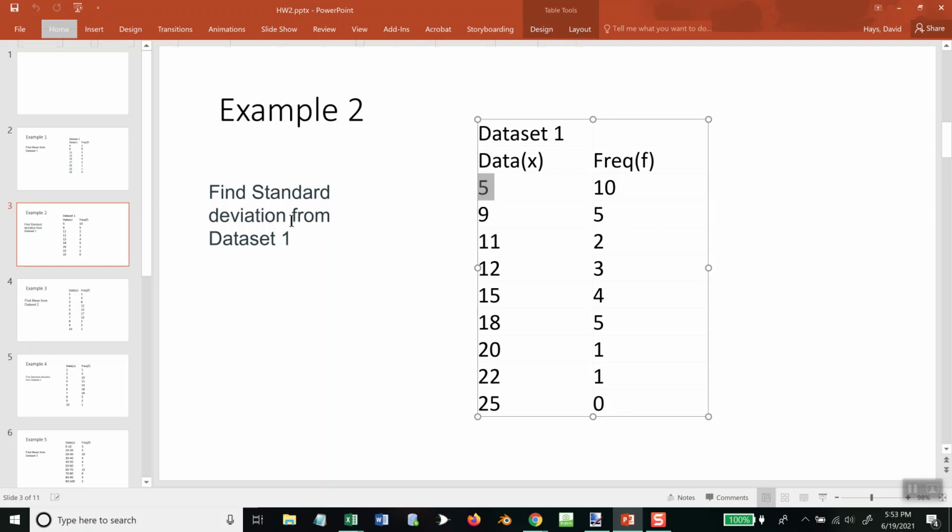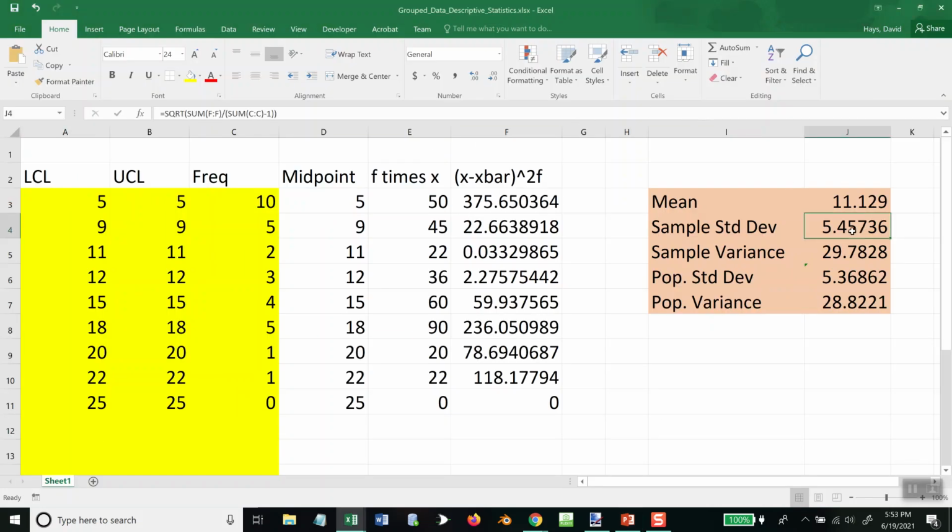Now it's asking for the standard deviation. Standard deviation we want is the sample standard deviation. Unless it indicated population, this is the one you'd want to go with. So our answer is 5.45736, and round to whatever decimal place that would indicate in the problem.